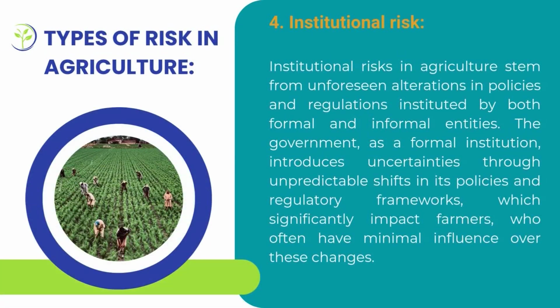Number 4, institutional risks. Institutional risks in agriculture stem from unforeseen alterations in policies and regulations instituted by both formal and informal entities. The government, as a formal institution, introduces uncertainty through unpredictable shifts in its policies and regulatory framework, which significantly impact farmers who often have minimal influence over these changes. Moreover, institutional risks can also emanate from informal institutions, such as unpredictable behavior among informal trading partners, rural producer organizations, or shifts in societal norms that influence agricultural practice.